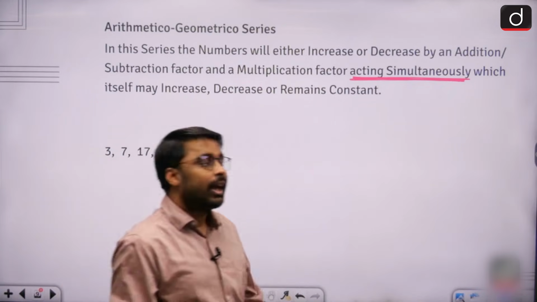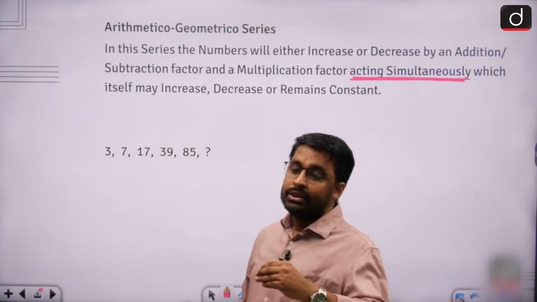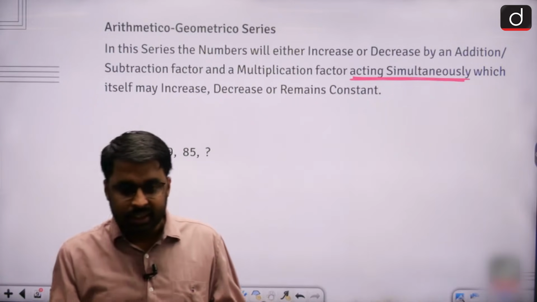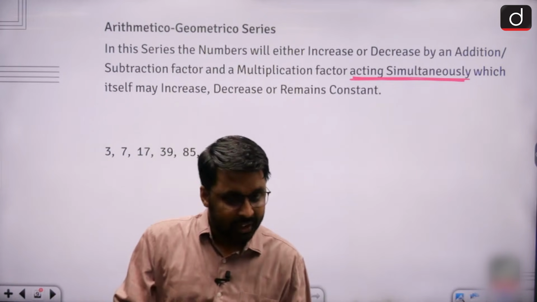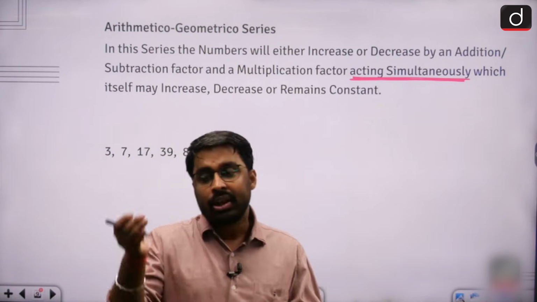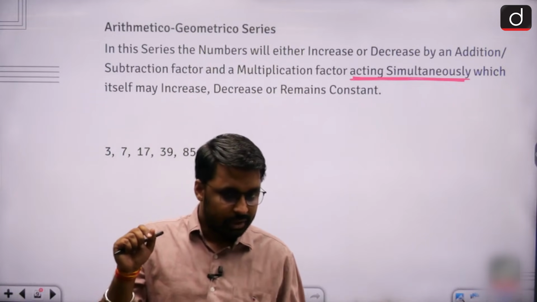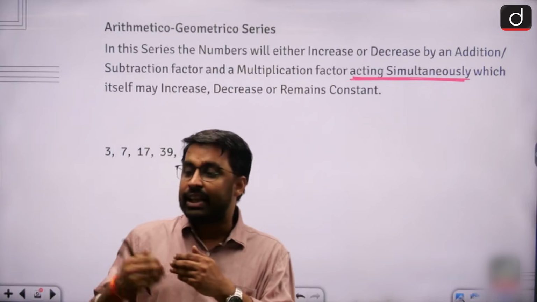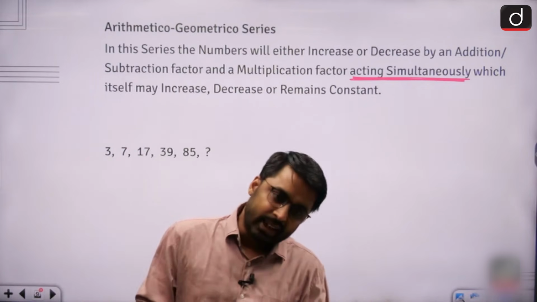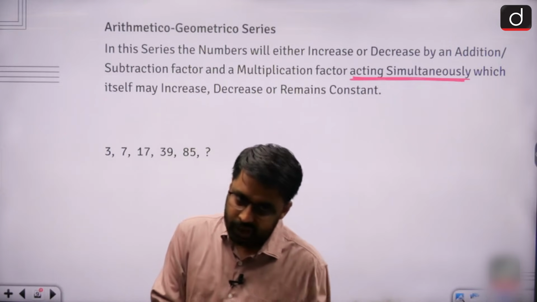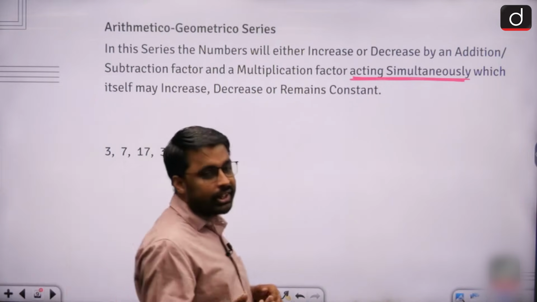So what I mean to say is that if my given series is of arithmetico-geometrico nature, then moving from the first term to the second term, with a multiplication factor, a definite addition or subtraction factor would be involved. Then second to third, again with a multiplication factor, a definite addition or subtraction factor would be involved. Right? So moving from one term to another, both factors will apply, addition or subtraction along with multiplication. And these addition or subtraction factors can themselves increase, decrease or remain constant.